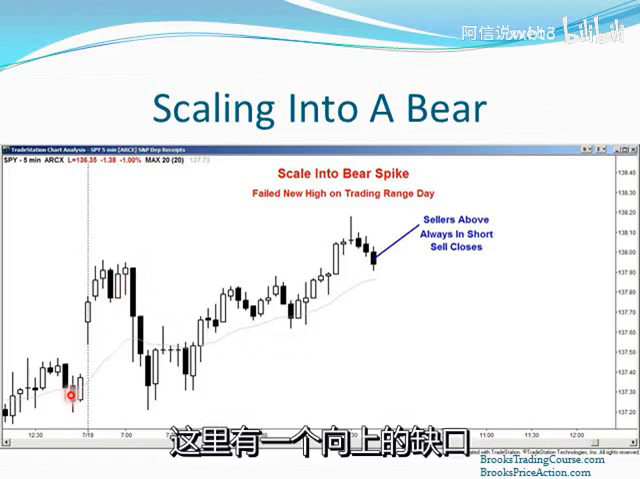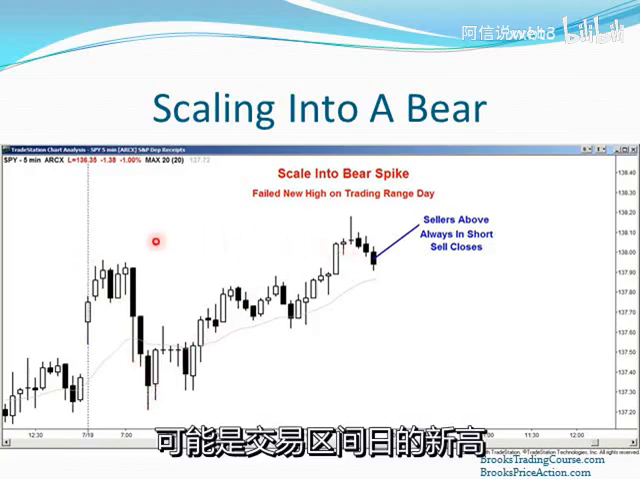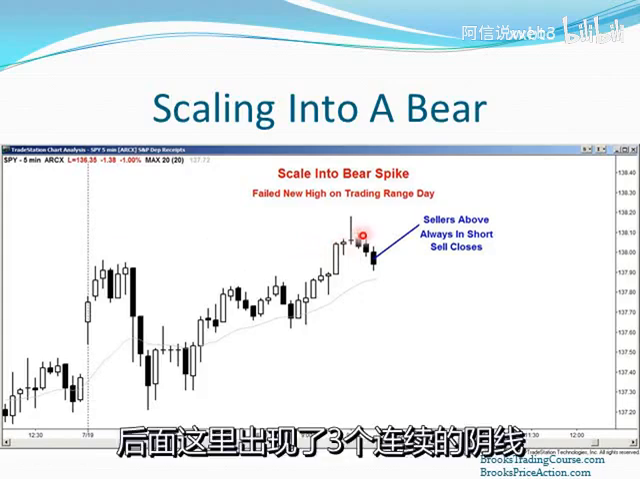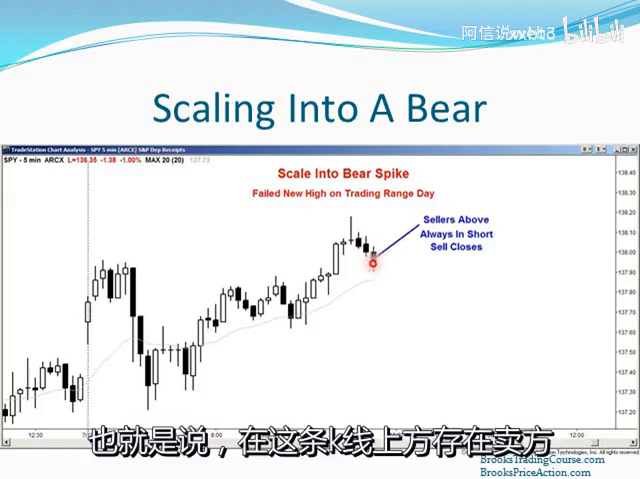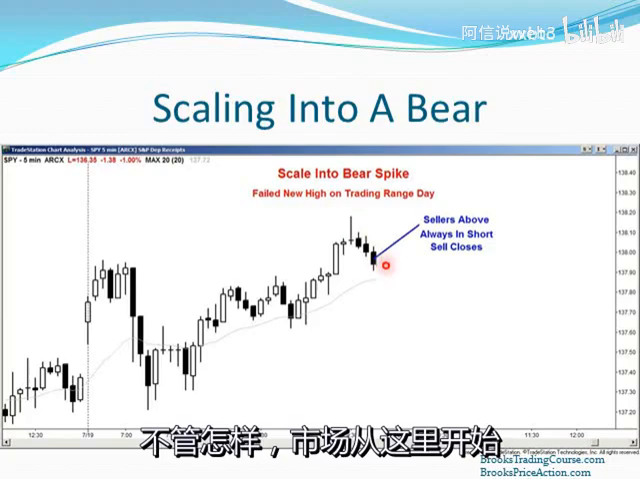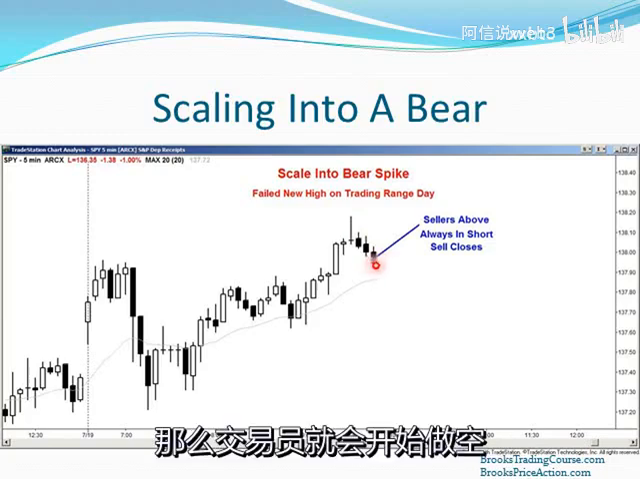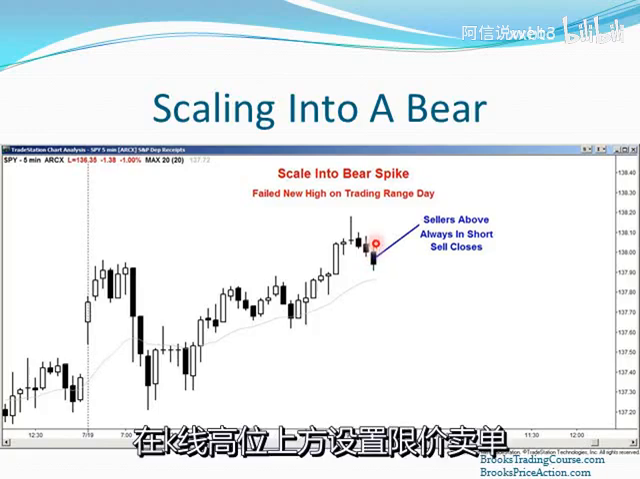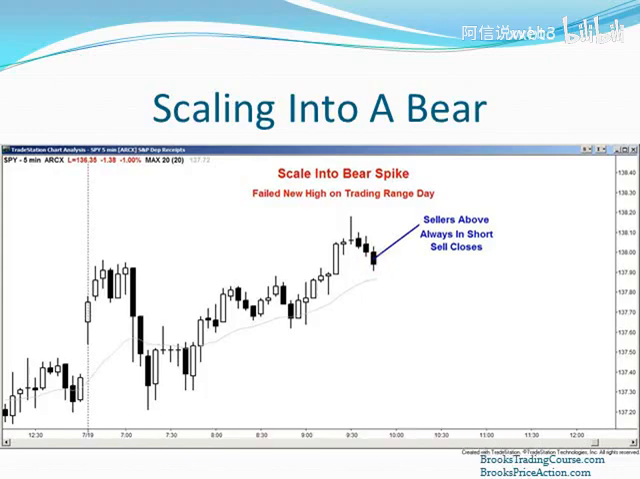Here we had a gap up, a big pullback, and a channel. Possible new high of the day of a trading range day. And we've had 3 bear bars, and the bodies are starting to get bigger. So the market is probably always in short at this point, which means there probably are sellers above the high of this bar, maybe with a stop above the high of the day, maybe with a stop above the high of this bar. In any case, the market's always in short at this point, and traders will get short. So they'll start selling closes, and they'll also place limit orders to sell above the high of the bar. So let's say a trader sold the close of this bar.